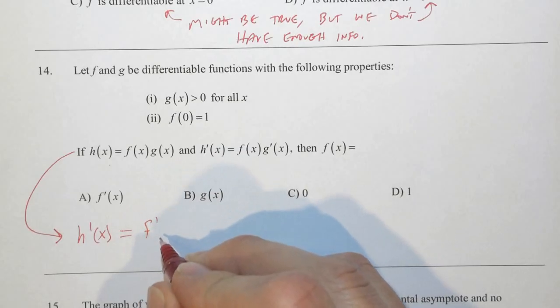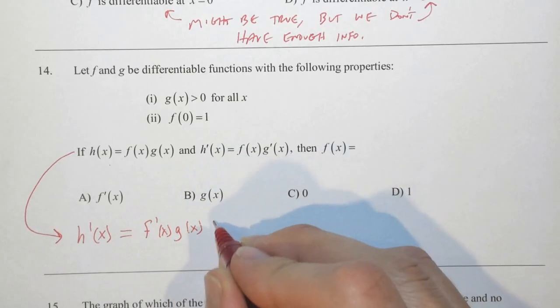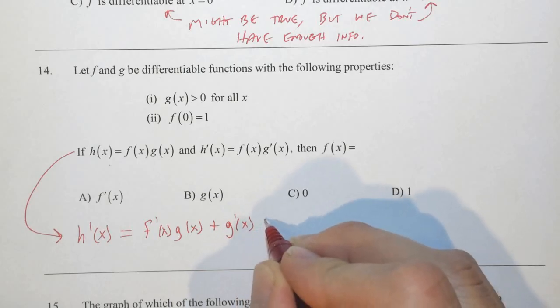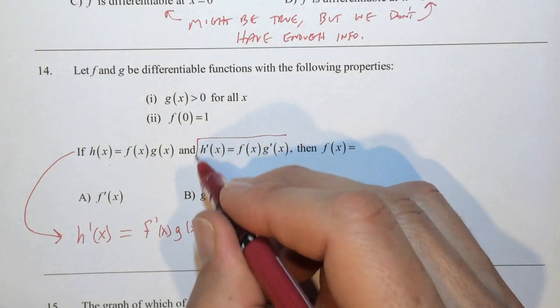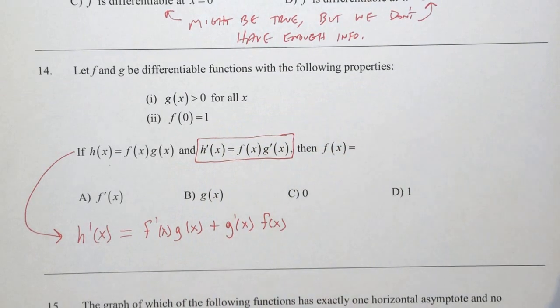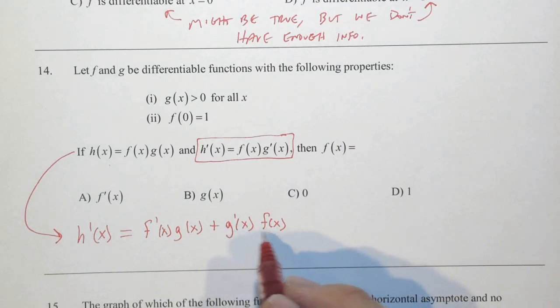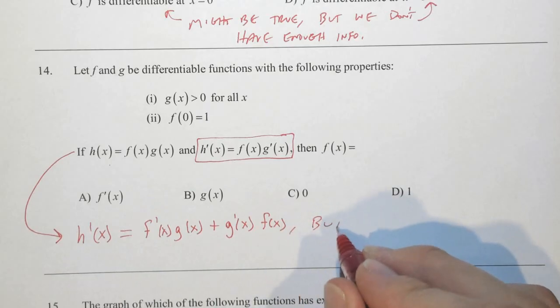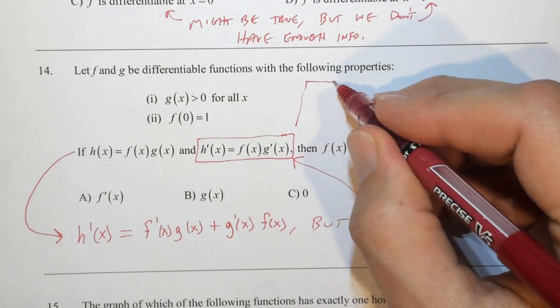Derive the first, keep the second, plus derive the second, keep the first. All right, so this is h prime. But what are we told? We're told that h prime is just f times g prime. It's just this part. All right. So we know that h prime of x is equal to this, but we're also told h prime is just that. What does that mean?